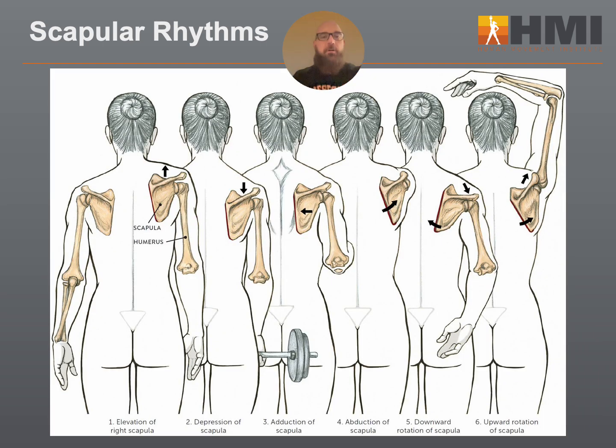Okay, so here we are. You can see at the bottom, under each of these, under the woman, you're going to see the elevation. Depression is number 2. 3 is adduction. 4 is abduction. 5 is downward rotation and upward rotation. So let's go back up now. Look at number 1, elevation.